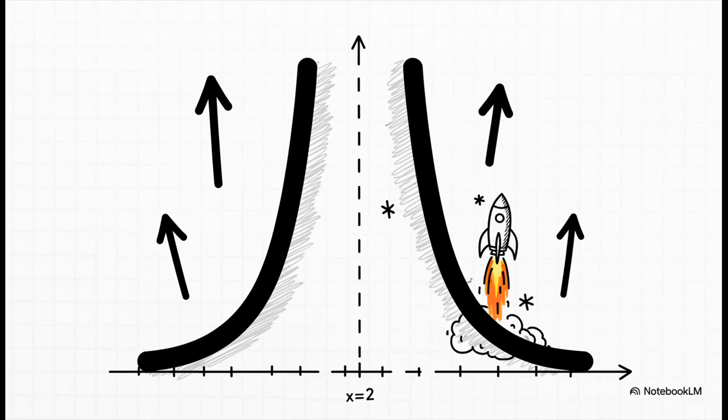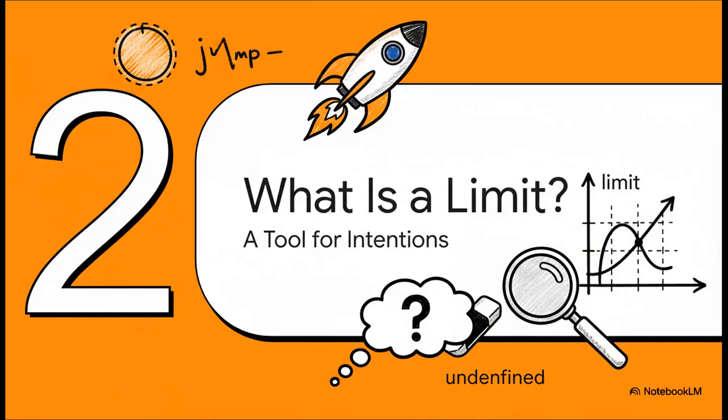And here's our third and final mystery. This function doesn't approach a single number, or even 2 different numbers. No. As you get closer and closer to x equals 2, from either side, the graph just goes vertical. It rockets up and up, getting bigger and bigger forever. It's a completely different kind of undefined behavior. So, we've got a hole, a jump, and a rocket ship. Clearly, just saying the word undefined isn't enough. It doesn't really tell us the whole story, does it?